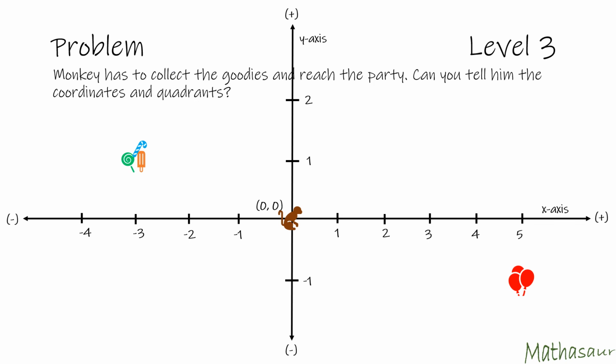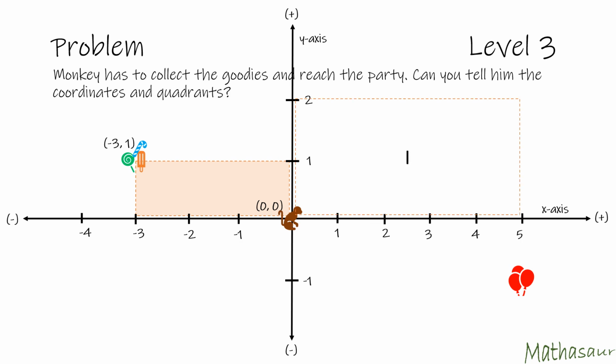Let us look at another problem. Now the monkey has to collect the goodies and reach the party. Can you tell him the coordinates and quadrants? Let us start from the origin. The monkey is sitting at the origin. Now in order to reach the goodies, let us draw the rectangle. When we draw the rectangle, we are actually dropping perpendiculars on the x and y axis. Now as you can see, this rectangle is touching -3 on the x-axis. So the x-coordinate is -3 and the rectangle is touching 1 on the y-axis. So the y-coordinate becomes 1. So the position of the goodies is -3, 1.